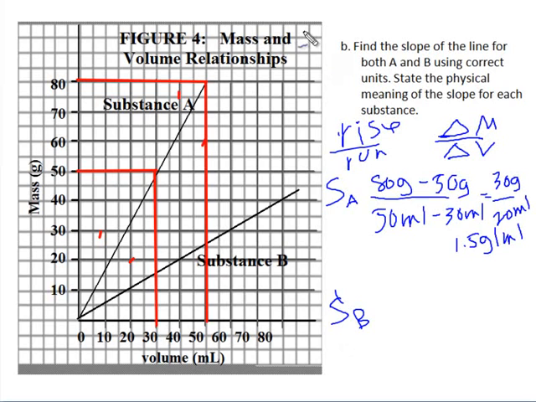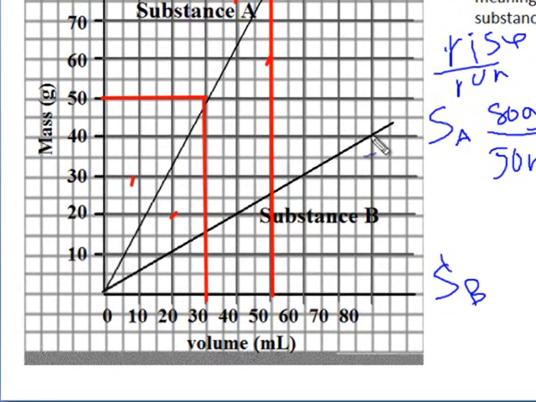And I'm going to change the color of my pen in order to do the B lines. Okay, so here's one spot I'm going to use for B, right on the line. And let's say here looks like another good spot. Okay, so from this spot I can draw a line. Whoops, let's make that a line, and I'm going to make it blue. Okay, and then I can take from this spot, I go over to the mass, and I go down to the x-axis for my volumes.